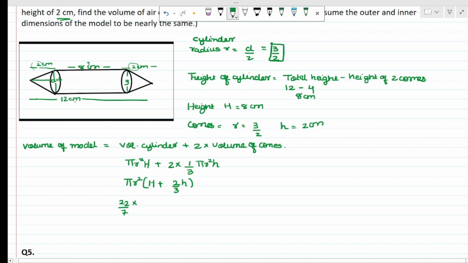What is your r? So your r is 3 upon 2 multiplied by 3 upon 2 h. So the h of the cylinder is 8 plus 2 upon 3. Height of cone is, now there were two cones, so that is why we have written over here 2. Now the height of cone is 2, so write over here 2.